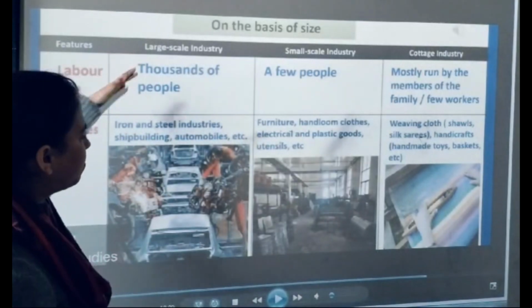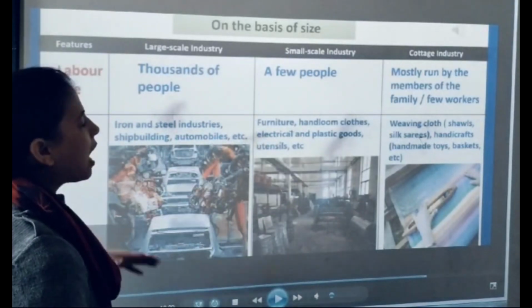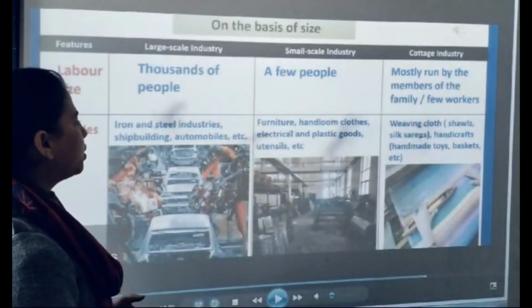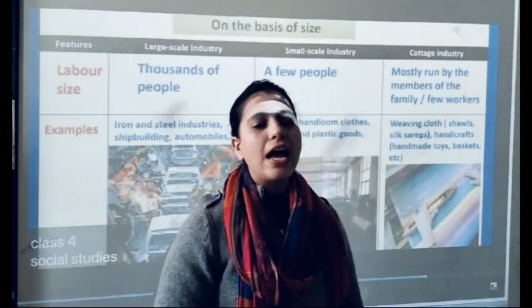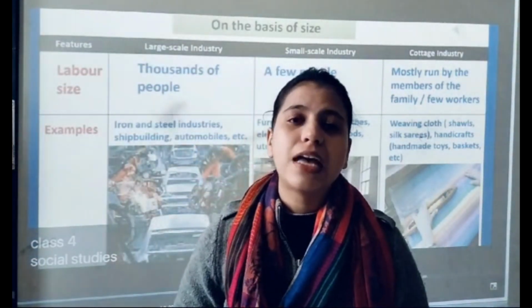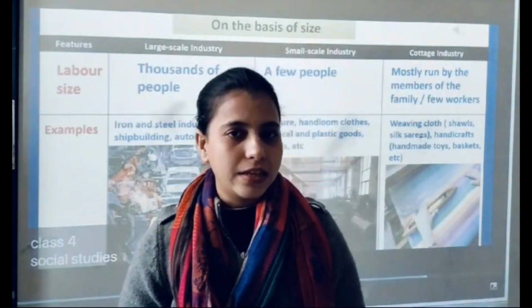And what are the examples of large scale industries? That is the iron and steel industries, shipbuilding, automobiles, cement industries, and IT industry. These are the examples of the large scale industries.